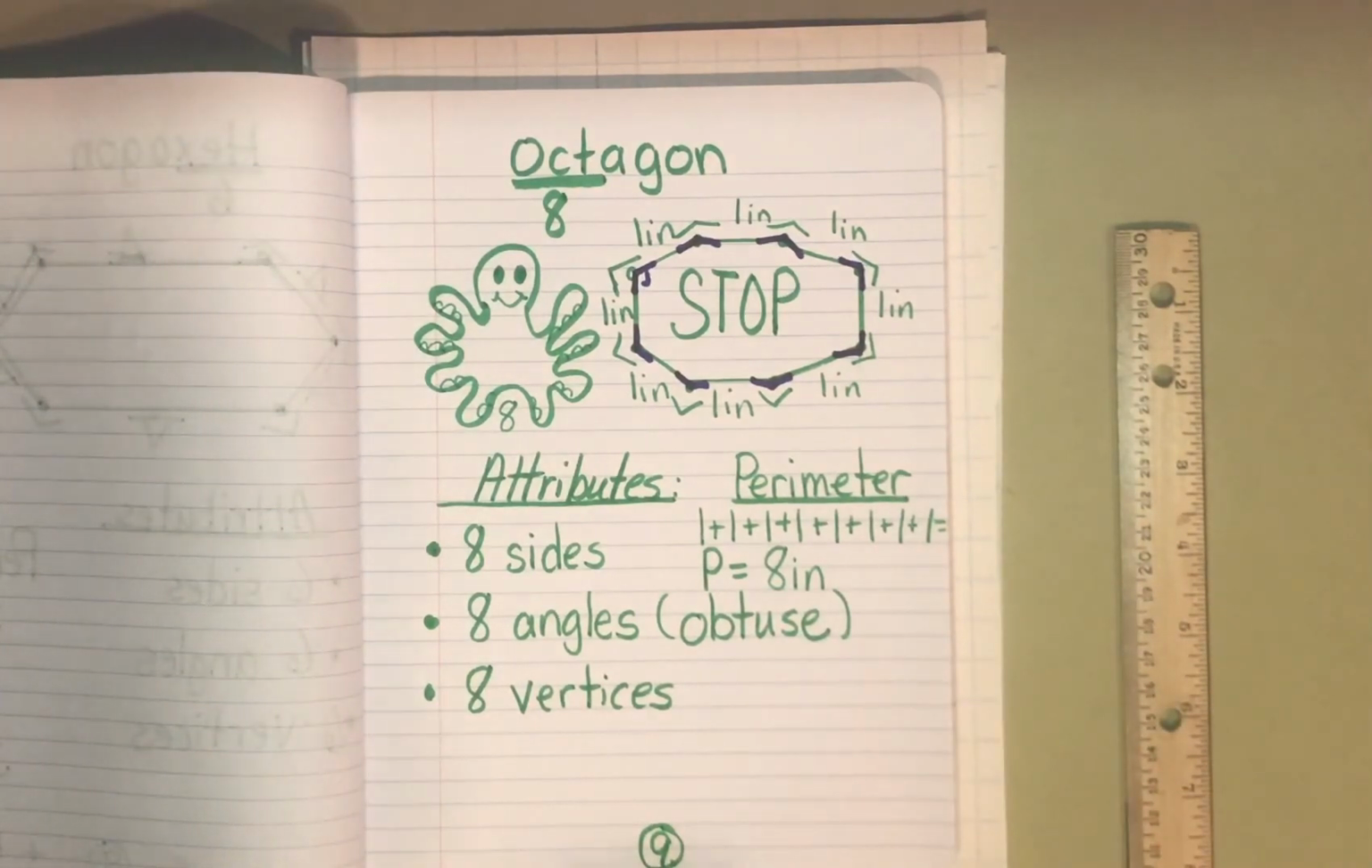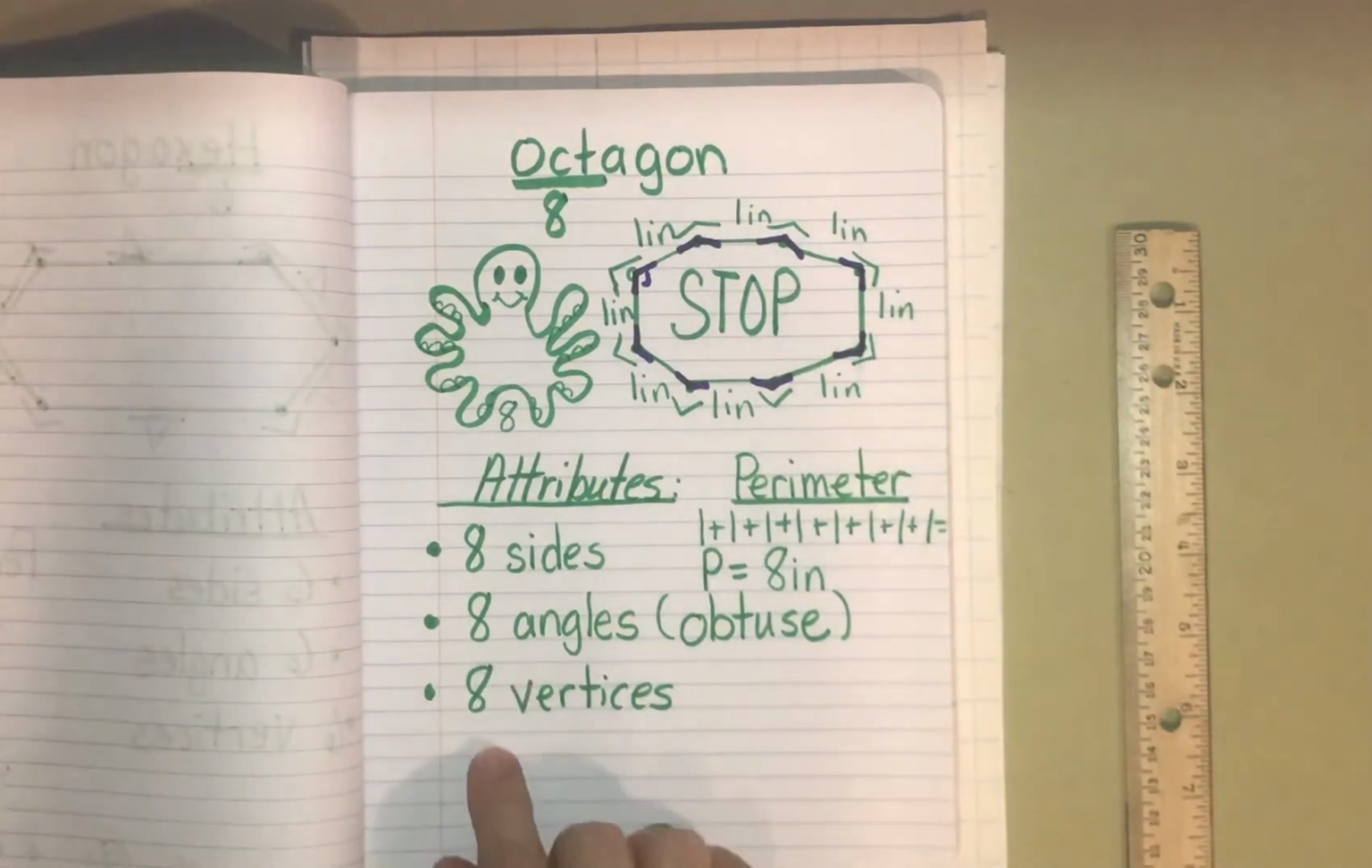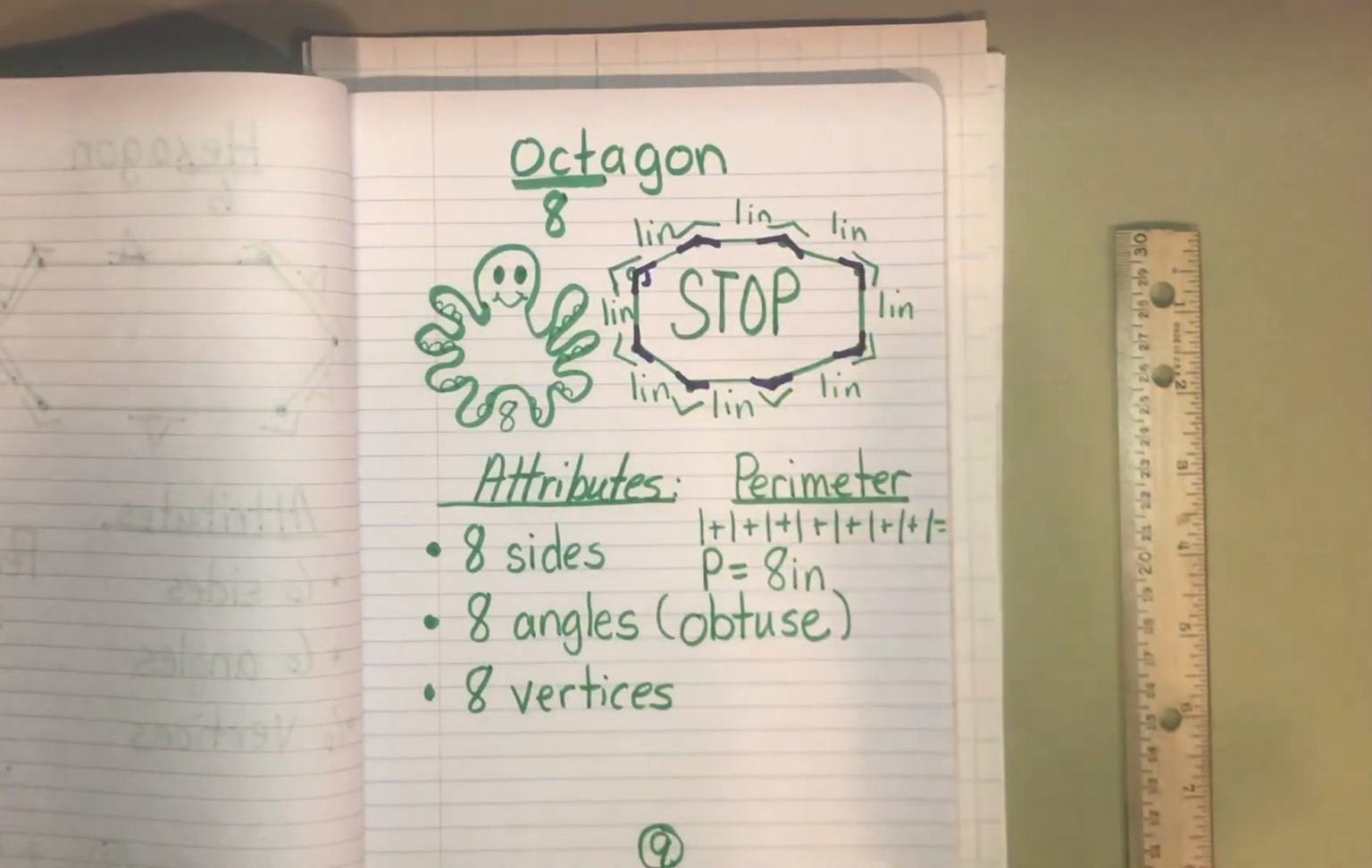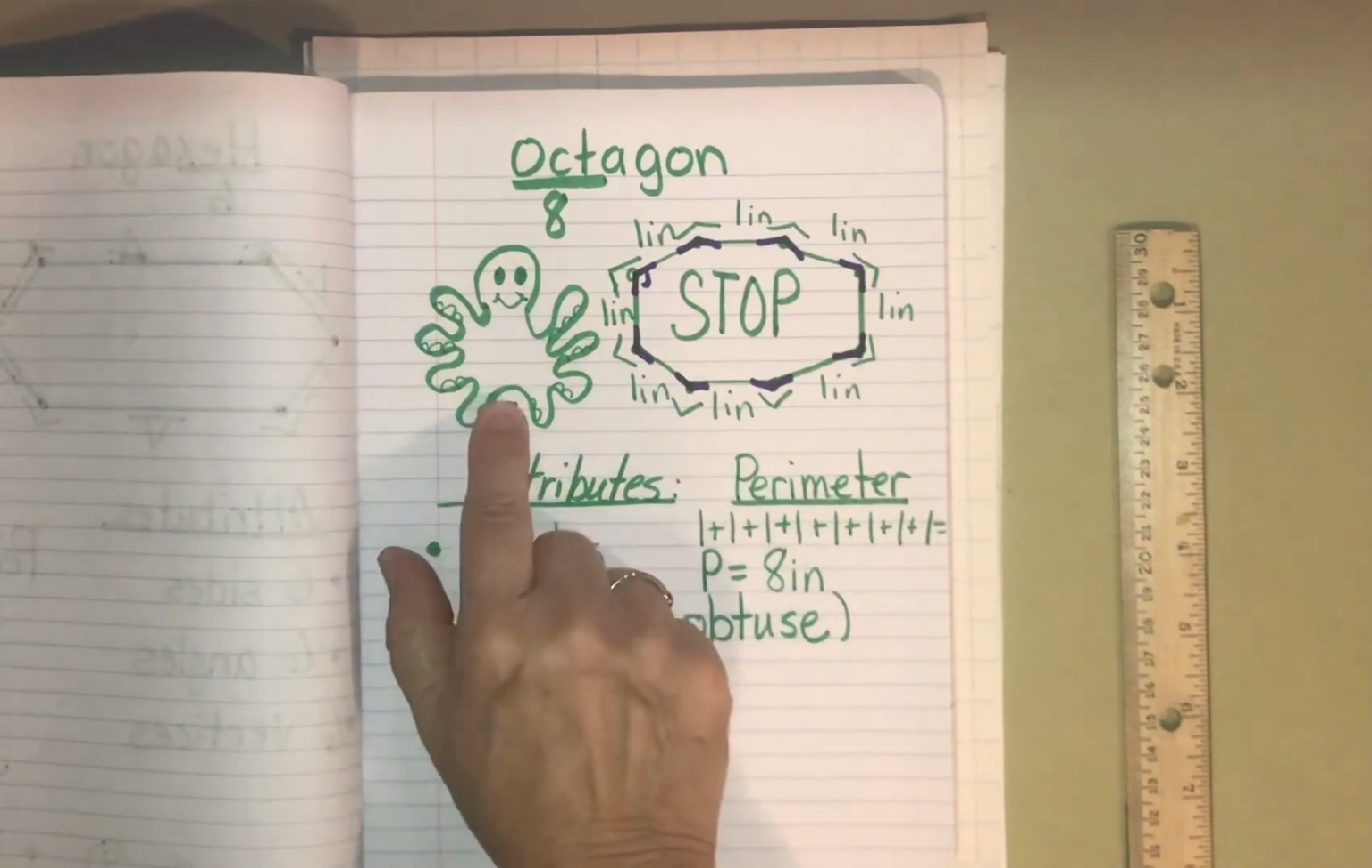Okay, so that is the octagon, which has 8 sides, 8 angles, 8 vertices, and is appropriately named, just like the octopus is appropriately named.